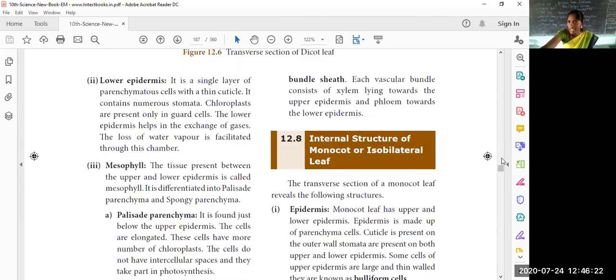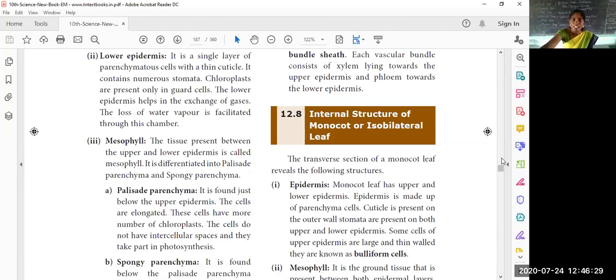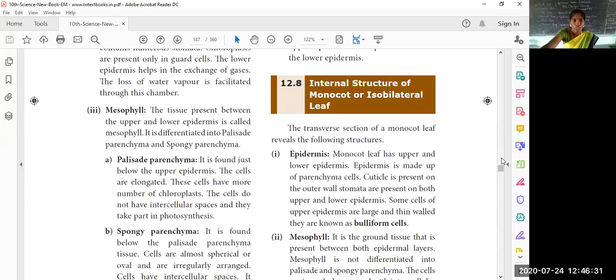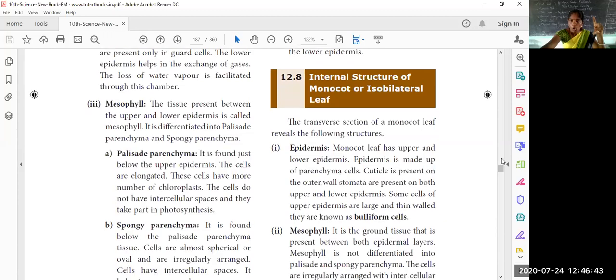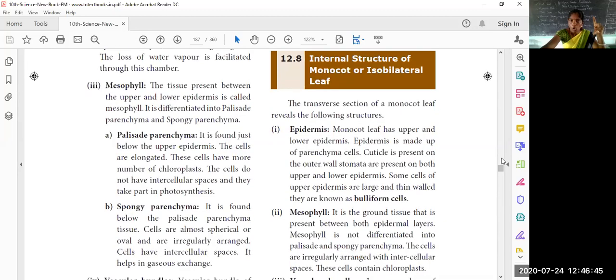In a dicot leaf, the mesophyll cells are differentiated into palisade parenchyma and spongy parenchyma. The palisade parenchyma is found just below the upper epidermis. The cells are elongated, which means long cells. These cells have a large number of chloroplasts.